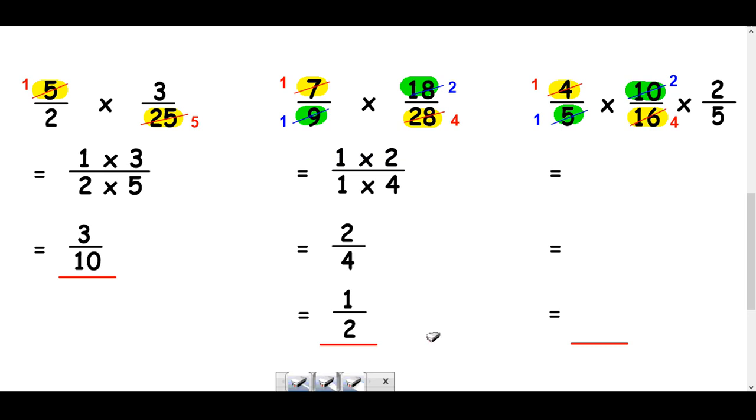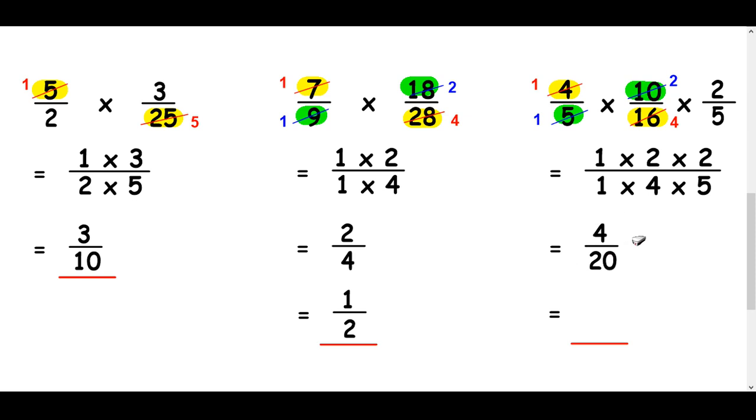So now what you can do is you can do the top line 1 times 2 times 2 and the bottom line 1 times 4 times 5. Now I'm just going to work that out. 1 times 2 times 2 is 4 and 1 times 4 times 5 is 20. But what you could do is, I suppose you could cancel the 2 and the 4 down here. That would become a 1, that would become a 2. That would be another way of doing it. But anyway, what you can do here is you can just simplify that, divide by 4 on the top, divide 20 by 4 on the bottom, and you're going to get 1/5 to finish off.